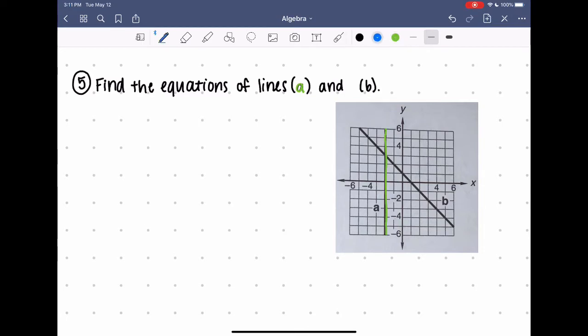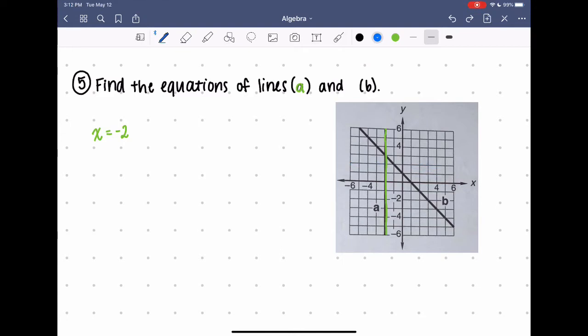Because this vertical line is only crossing the x-axis at one point, it's crossing at x equals -2, then the whole equation is just x equals -2. If it were a horizontal line, such as something right here, and that means it's only crossing the y-axis at the spot +2, the equation of that line would be y equals +2. But it's only crossing the x-axis, so we only have to say x equals -2.